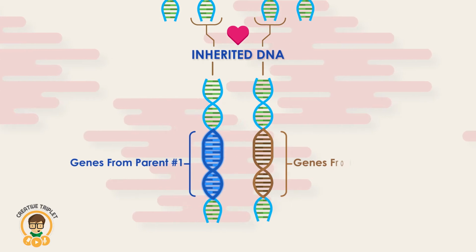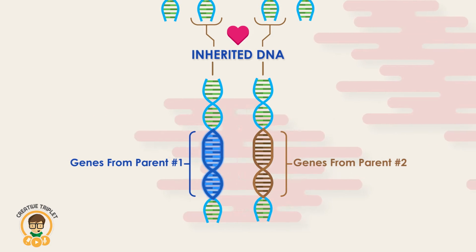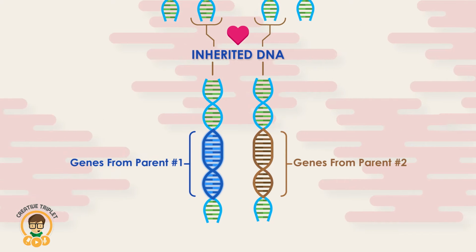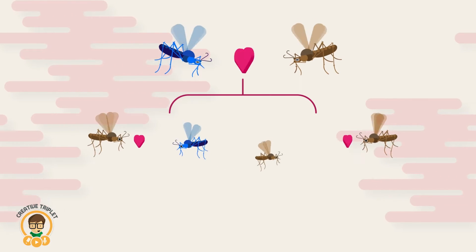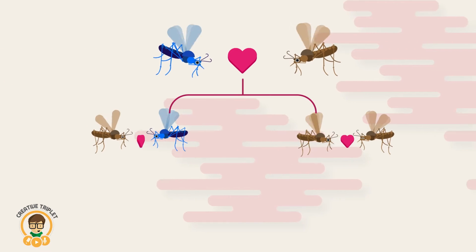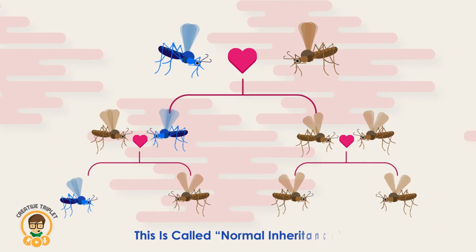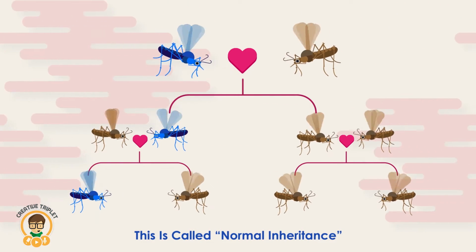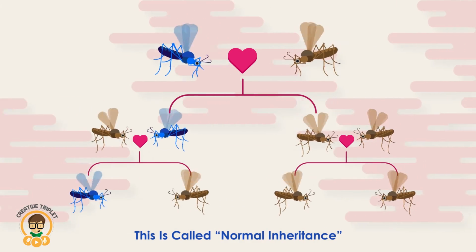Normally, a gene is inherited 1/2 or 50% of the time from one parent and 1/2 or 50% of the time from the other parent. When a modified mosquito mates with a mosquito from the natural population, we would expect the beneficial genes to be inherited by 1/2 of the offspring. This is known as normal inheritance. This means that some of the mosquitoes will be incapable of transmitting malaria.